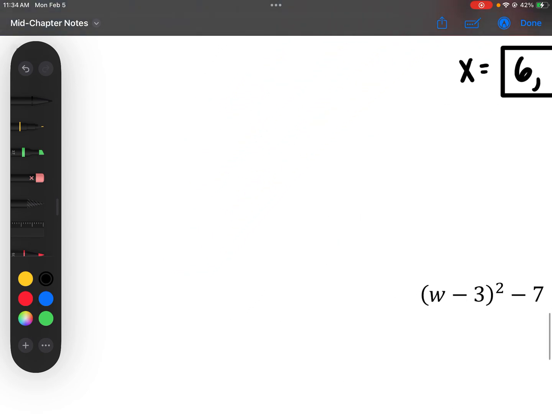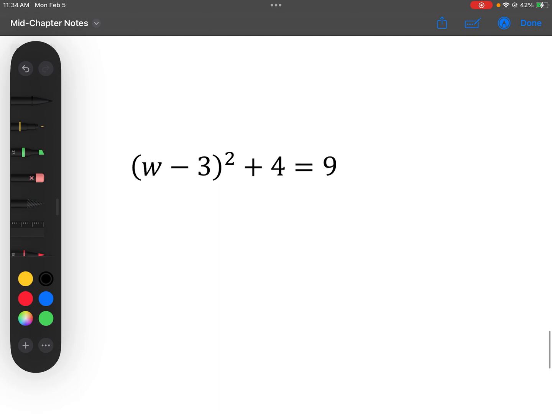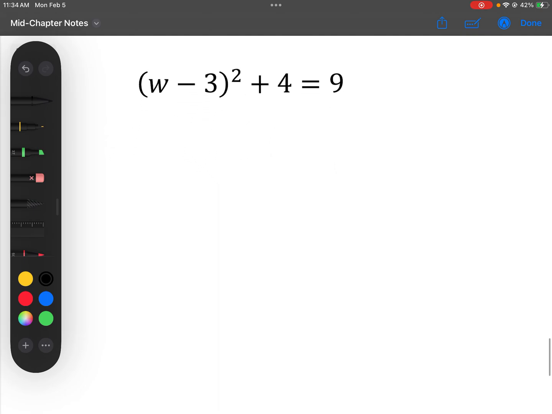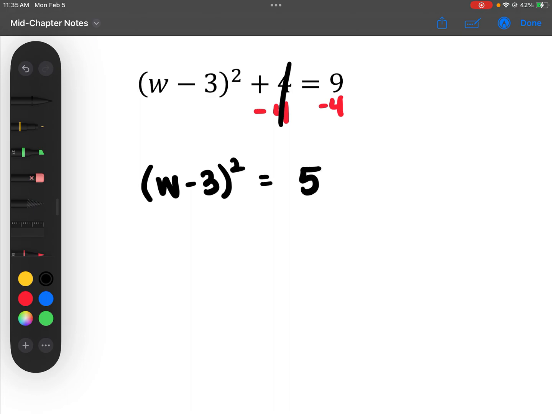Okay, last two examples. For this one, we have parentheses, and that's okay. It looks a little harder. It's not as hard as it looks. So first thing you're going to do is get the parentheses on its own. So we've got the w minus 3 squared. We subtract the 4. So all that's equal to just 5.